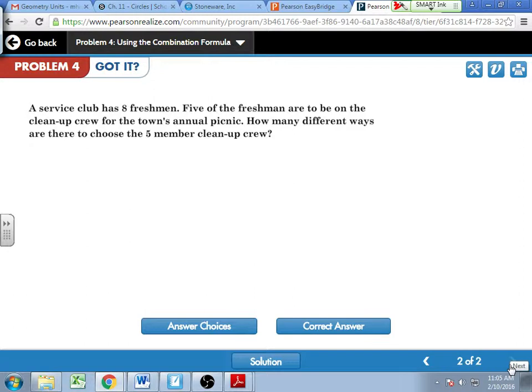Service Club is 8 freshmen. 5 of the freshmen are to be on the cleanup crew for the town's annual picnic. How many different ways are there to choose 5 members for the cleanup crew? Raider? You can always pass it off. McKenna?